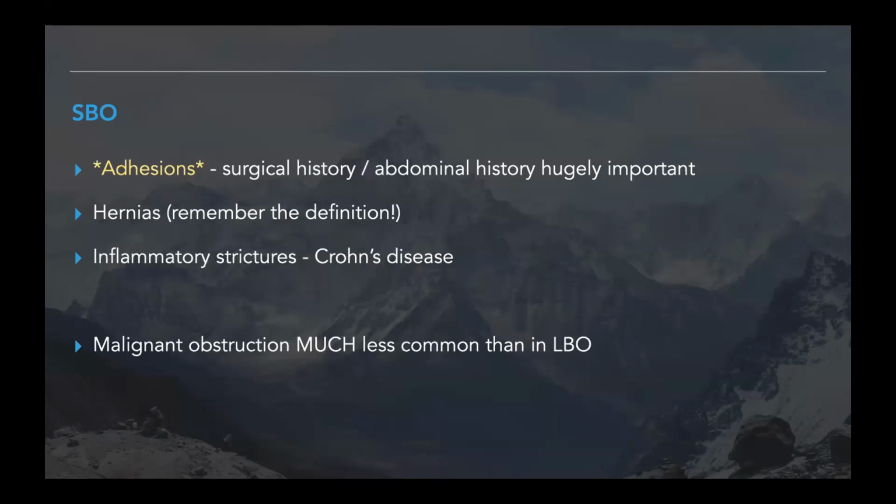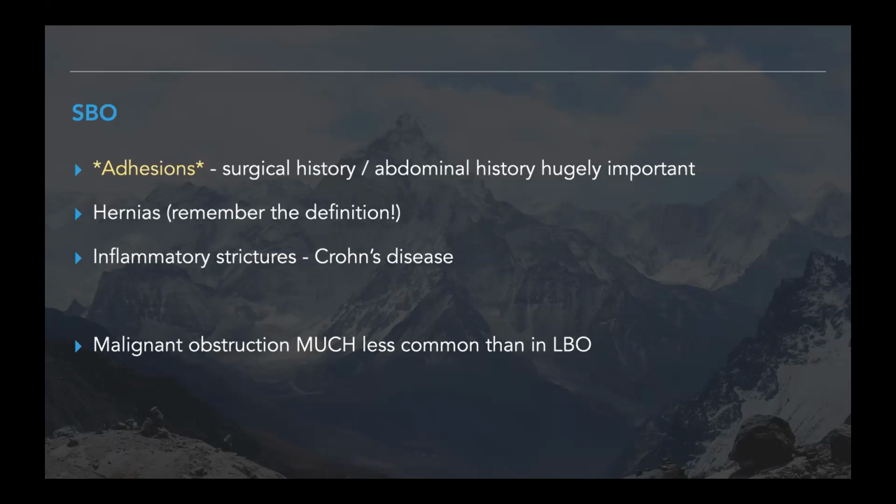Small bowel obstruction, the number one cause is adhesions. The most common cause of adhesions is previous surgery. So surgical history is hugely important here. Other inflammatory abdominal processes like Fitz-Hugh-Curtis syndrome or previous appendicitis or whatever can also cause adhesions. So that really is the big ticket item for small bowel obstruction. Hernias can also cause small bowel obstruction. Remember the definition, it's something like protrusion of a viscus through the walls of its containing cavity. Also inflammatory strictures in Crohn's disease. Malignant obstruction is much less common than in large bowel obstruction.